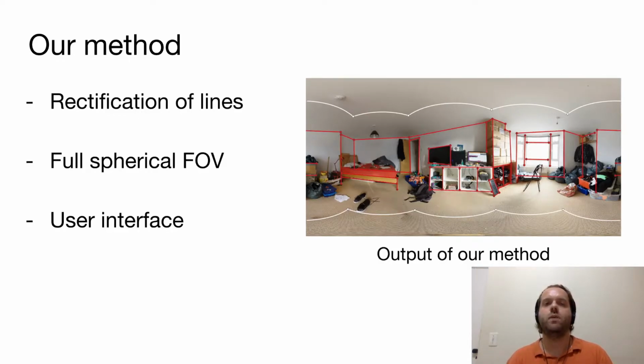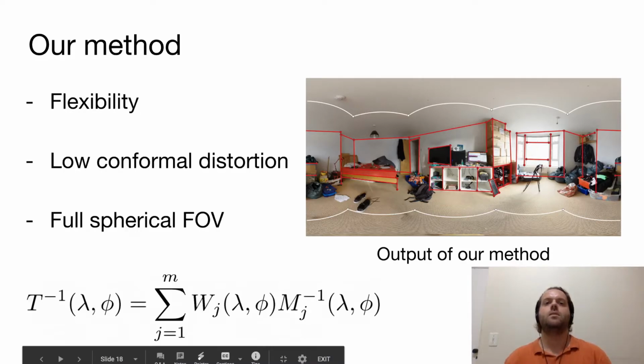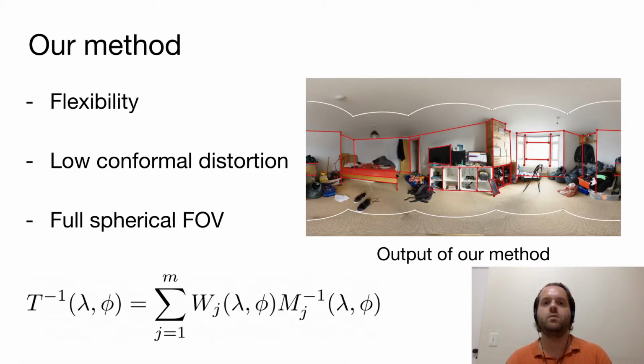The output of our method shows how it is able to deal with very close lines without distorting other regions while preserving the full spherical field of view. This flexibility is explained by the formula that defines the inverse warping of our method. It combines the effect of multiple Möbius transformations Mj associated to each line using weights Wj that are optimally determined to be smooth and to affect only areas close to them.